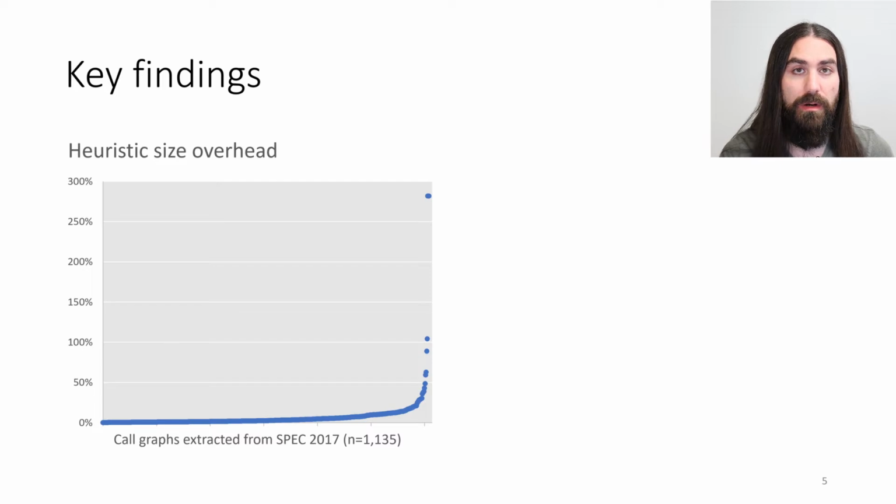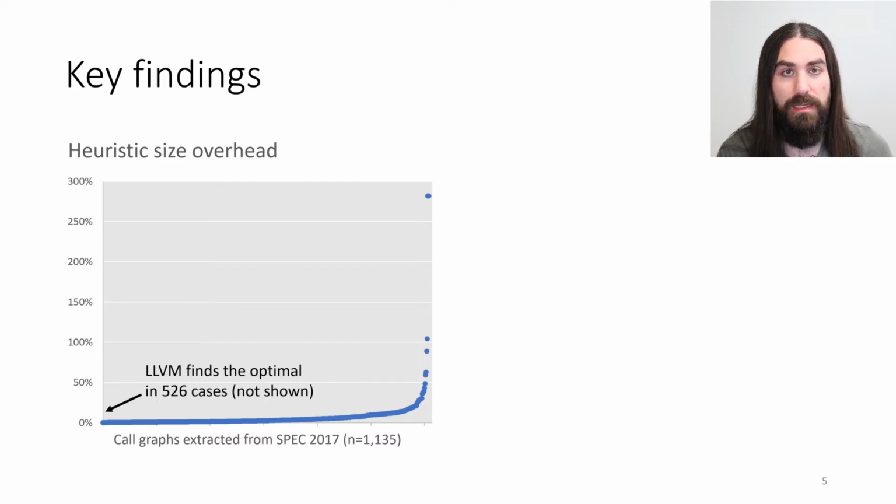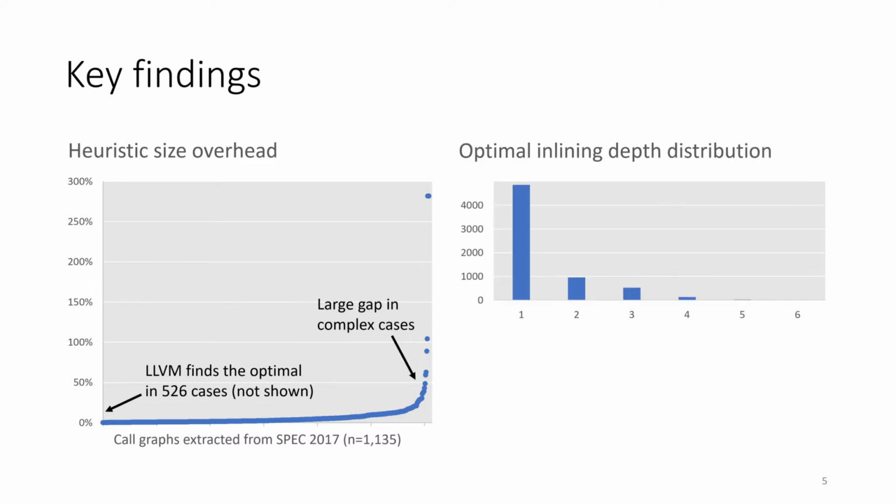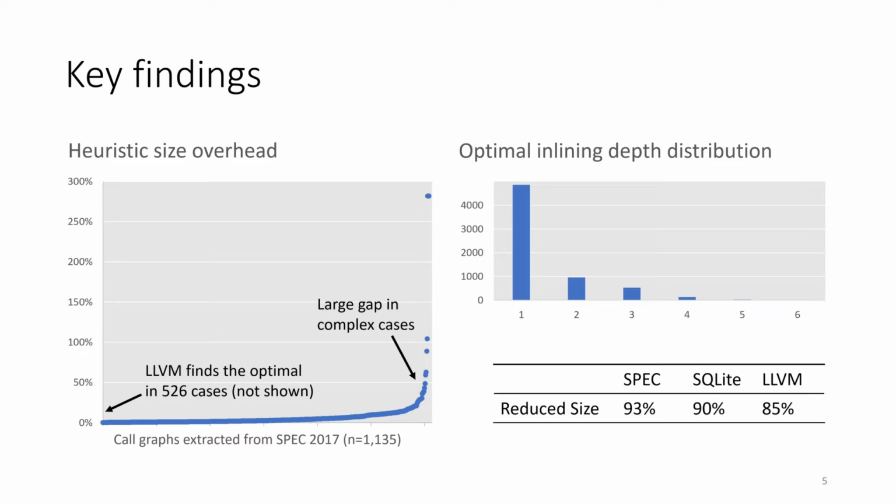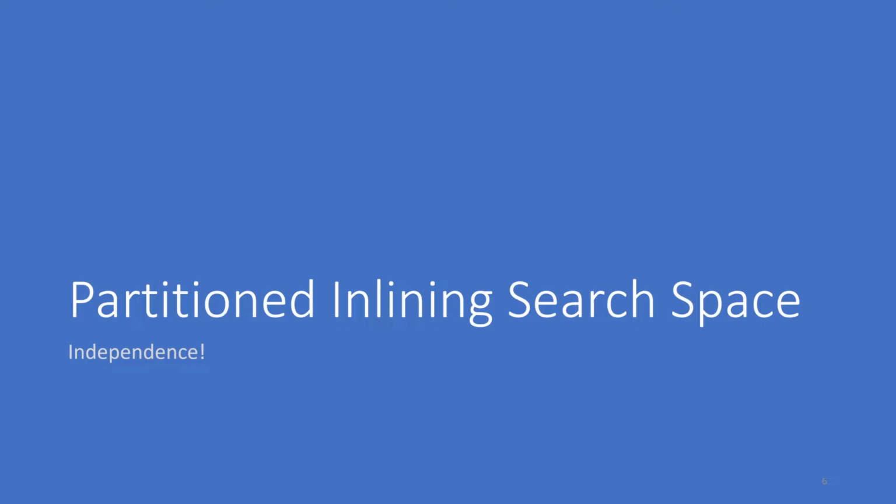In our study, we compare optimal inlining with LLVM's heuristic. We show that in many cases LLVM can already find the optimal, indicating that it has a very well-tuned heuristic. However, it struggles with more complex cases where there is a significant gap. We also observed a locality property that inspired an auto-tuning strategy, which we applied on SPEC, SQLite, and LLVM, leading to a 7, 10, and 15% size decrease. Next, I will explain how our search space reduction works.